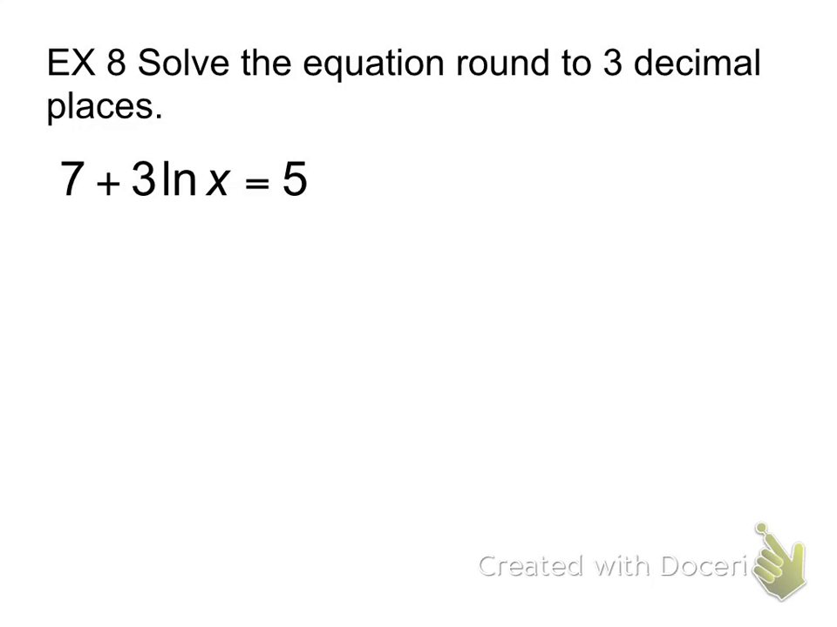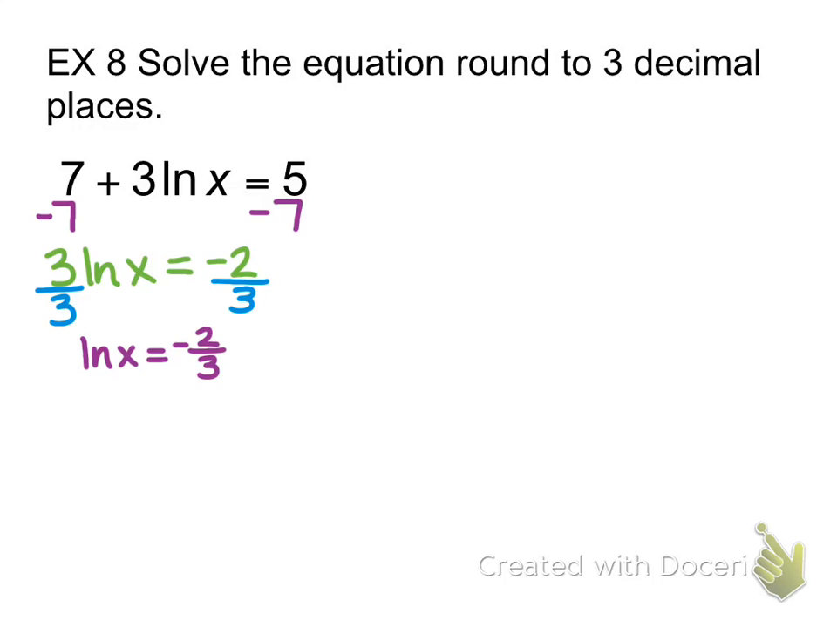Okay, number 8. I've got 7 plus 3 natural log of x equals 5. So I want to try to get the x by itself. I'm going to peel everything away from the x. So I'm going to start by subtracting 7 on both sides. So then I have 3 times the natural log of x equals negative 2. Then I'm going to divide by 3 on both sides. So the natural log of x equals negative 2/3.